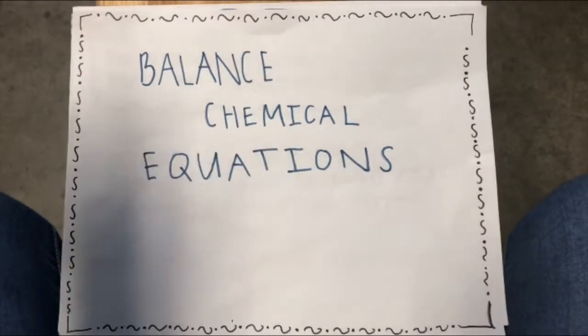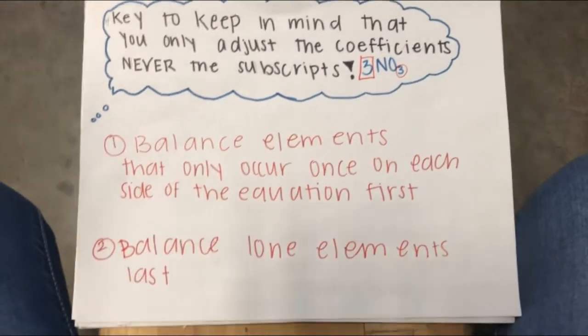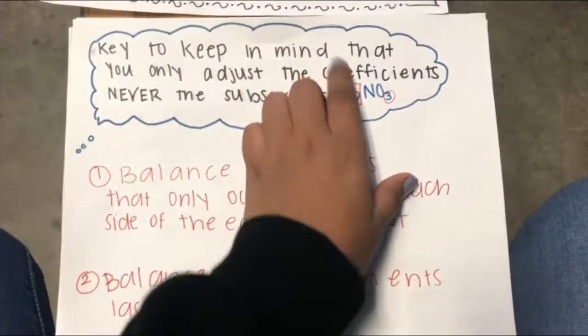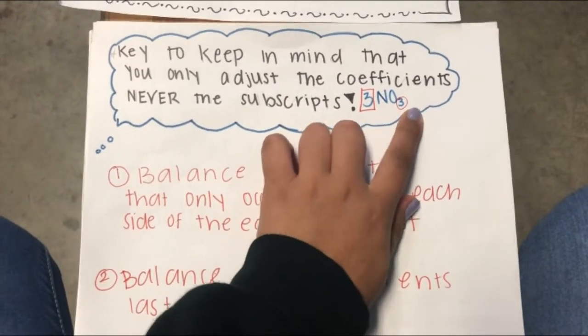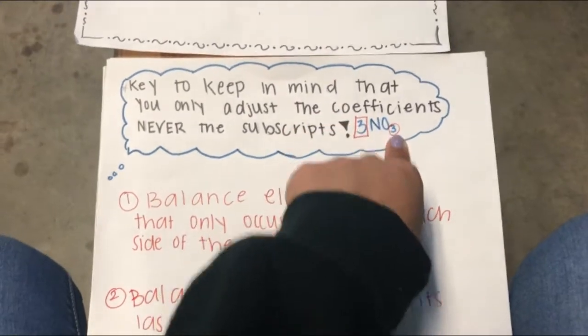This lesson is on balancing chemical equations. So when balancing chemical equations, it's key to keep in mind that you can only adjust the coefficient, but never the subscript. When you change the subscript, that changes the whole element.